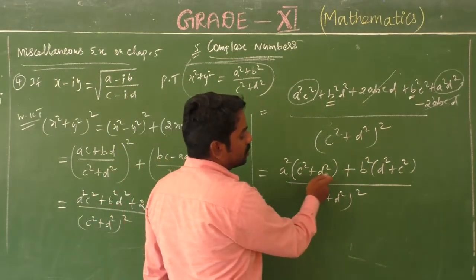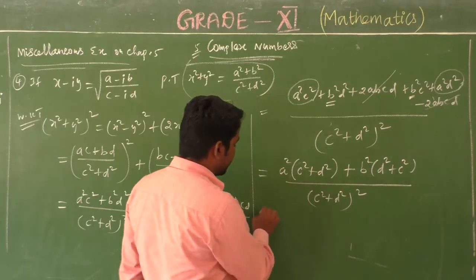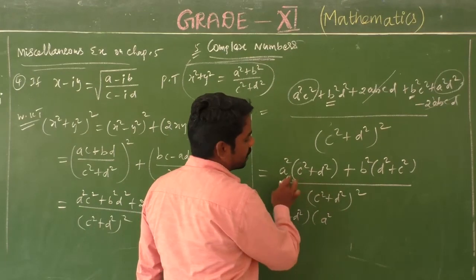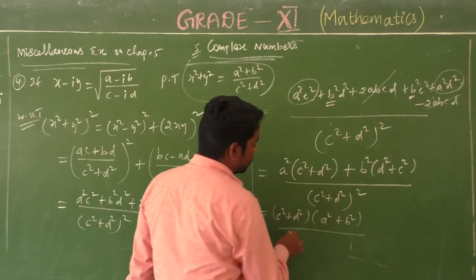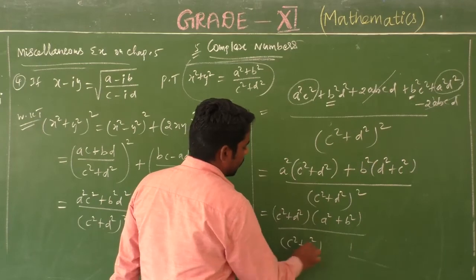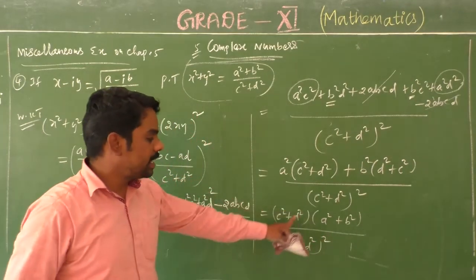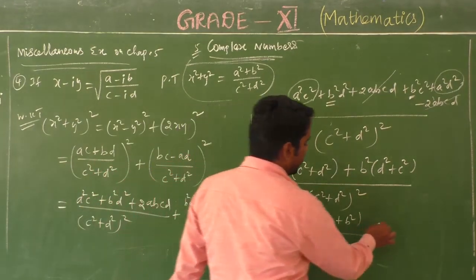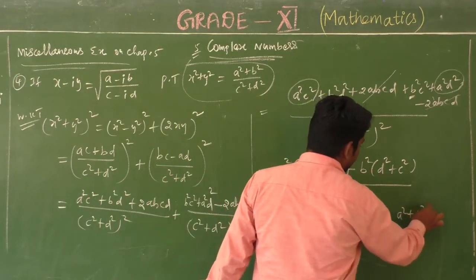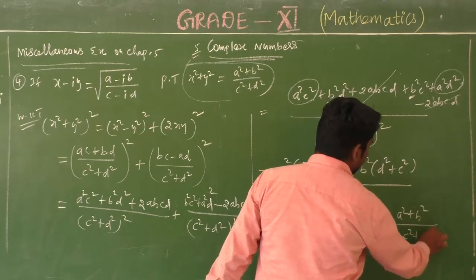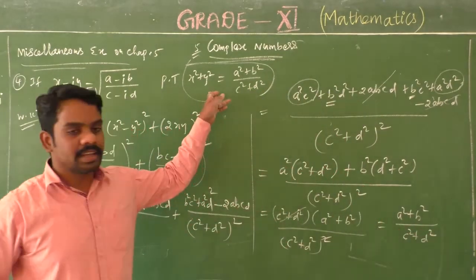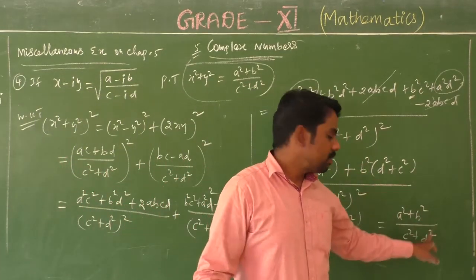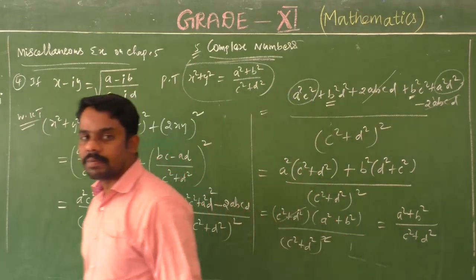See, in these two terms c square plus d square is common, so take c square plus d square, and the remaining is a square plus b square, divided by (c square plus d square) the whole square. Here c square plus d square in the numerator with power 1 and the denominator with power 2 is cancelled. So remaining a square plus b square by c square plus d square. This is x square plus y square. Hence proved. So x square plus y square is equal to a square plus b square divided by c square plus d square.